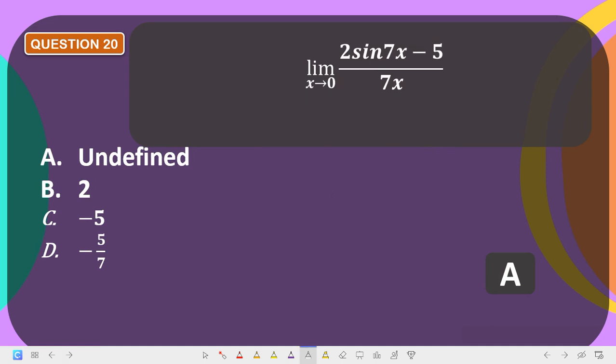Now, this question says, what will be the solution to this question? What you first of all do is to differentiate this. What do you have here is 2 sine 7s. Now, if you differentiate sine 7s, differentiate 7s first, it will give you what?